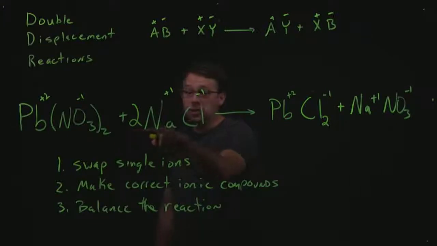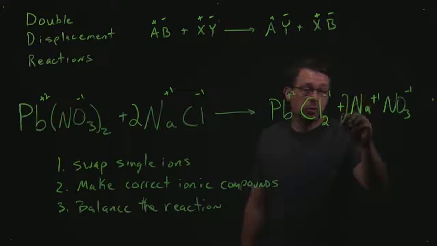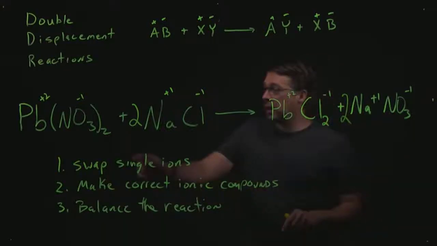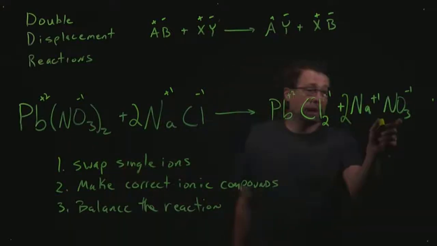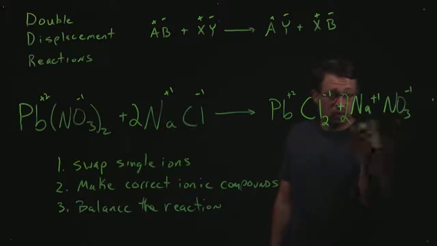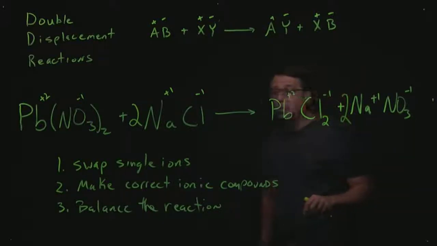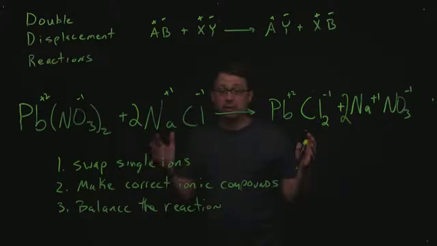So I have 2 chlorines now. Now I have 2 sodiums, so I'm going to need a 2 in front of here. And that's great because I had 2 nitrates here. Now I have 2 nitrates, but they're just paired up differently. So that is balancing a simple double displacement equation where you have to go back and actually balance the overall reaction.